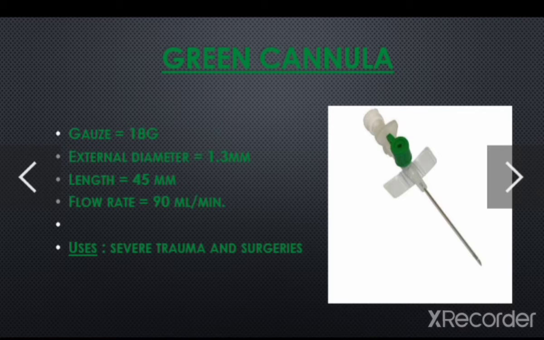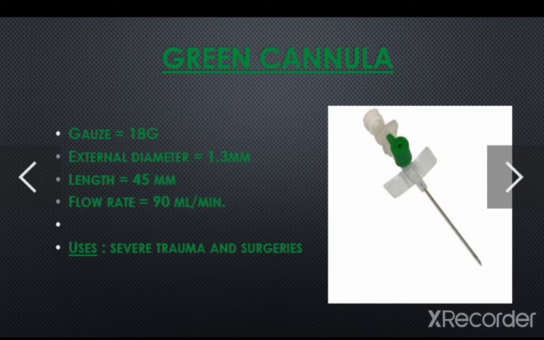This is a green cannula. The gauge is 18 gauge, the external diameter is 1.3 mm, the length is 45 mm, and the flow rate is 90 ml per minute. And the uses: it is used in severe trauma or surgeries.